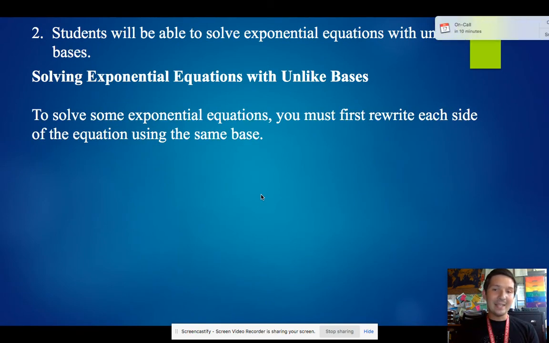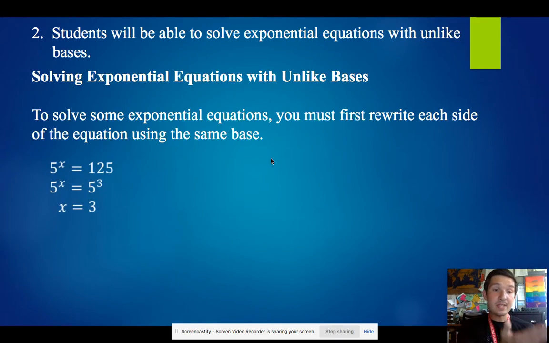But this is when it gets a little bit more complicated, right? There are going to be times where we don't have the same bases. And so our goal is to make the same bases, okay? If we have 5 to the x equals 125, we want to try to make it so it has the same base as 5.